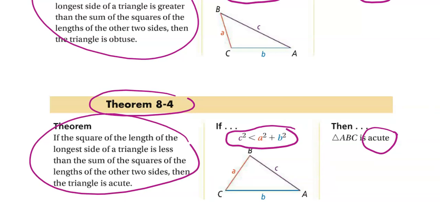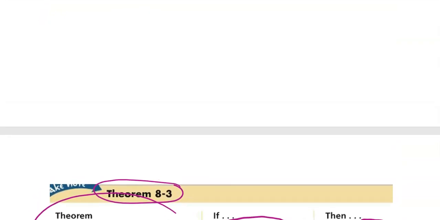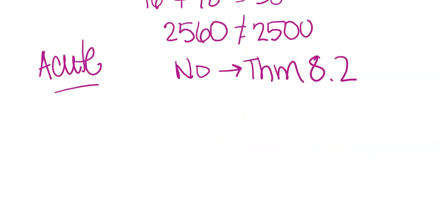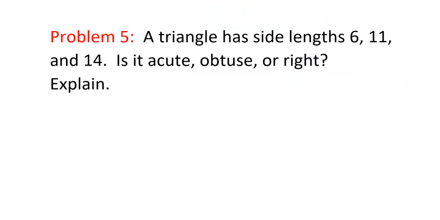So on this last one that we did, let's go back and decide what that one was. On this one, our C is 2500, but our sum of the squares is 2560. Is our C long or short? So this one would be acute. Okay, so let's do a couple more just so you can kind of see them.